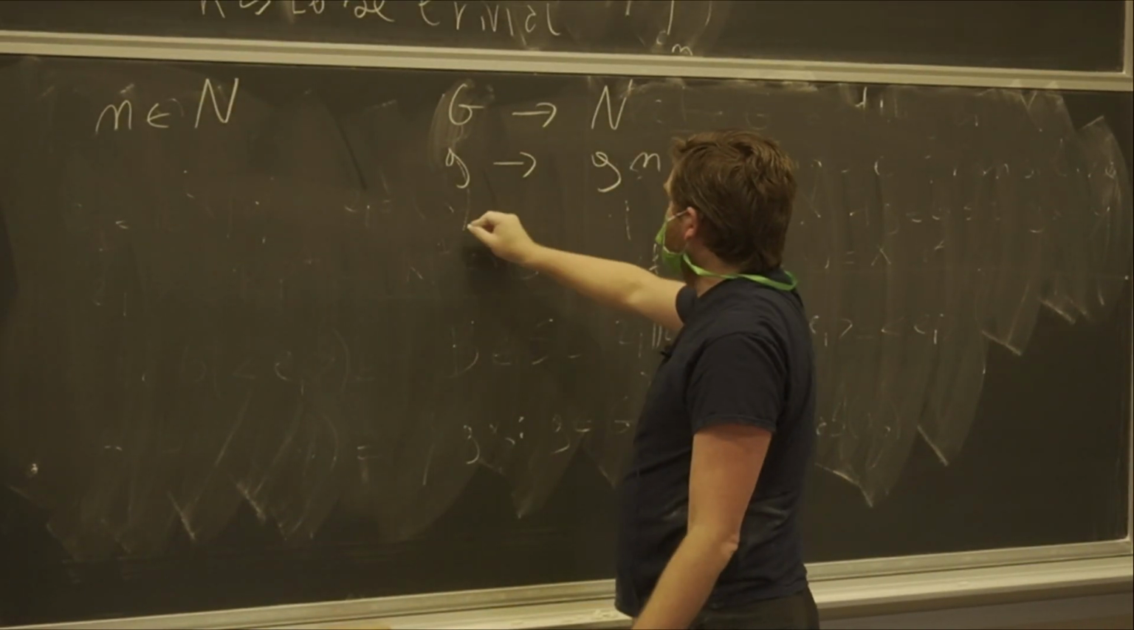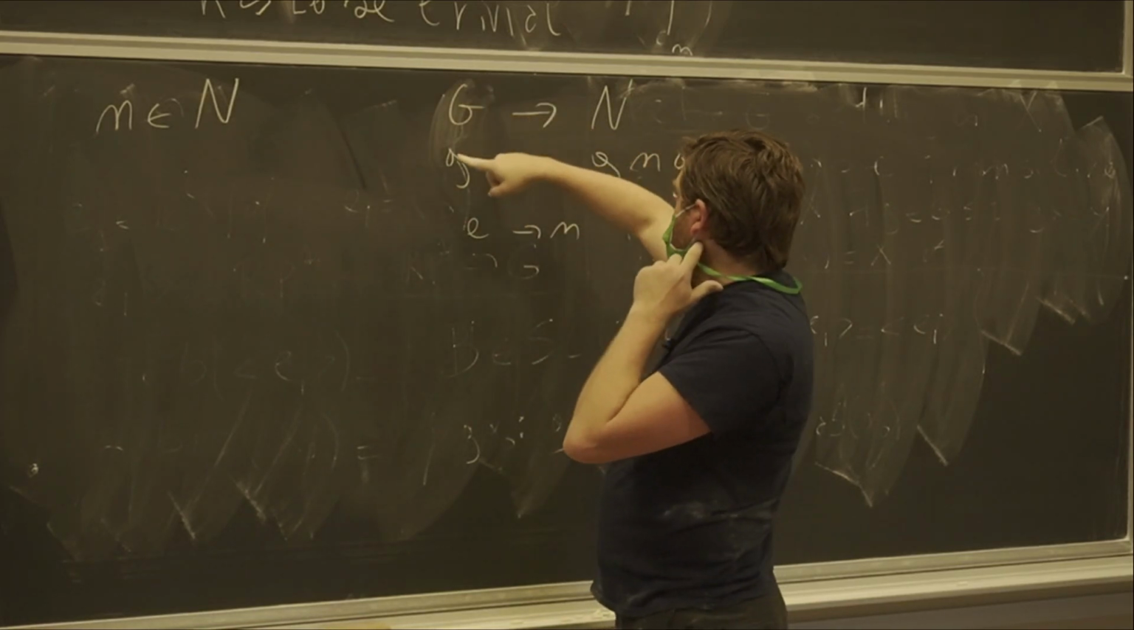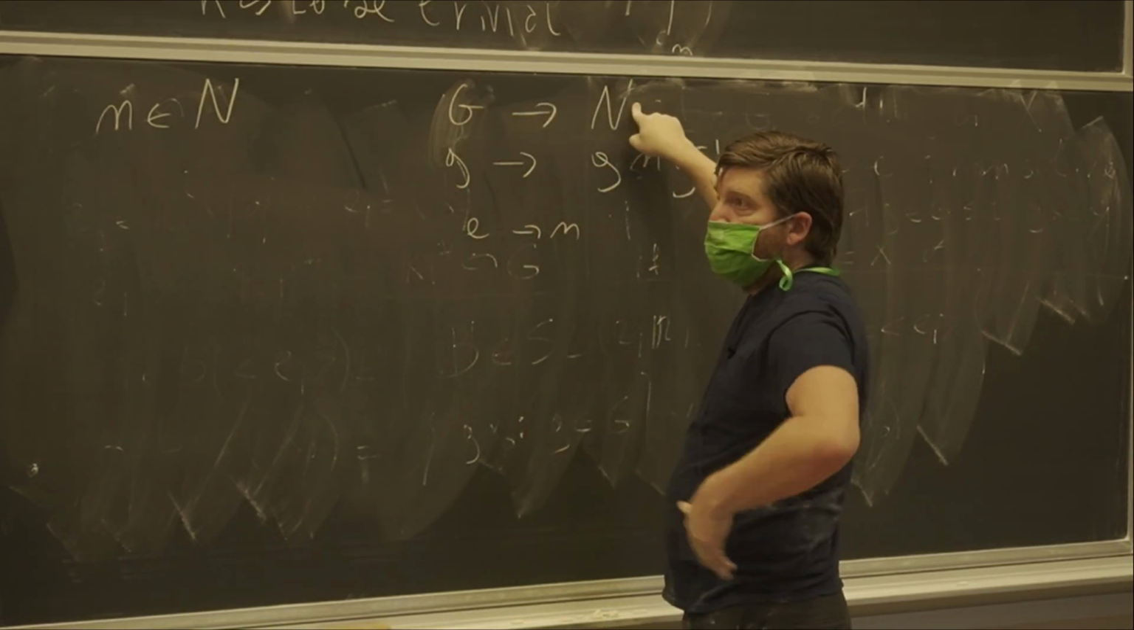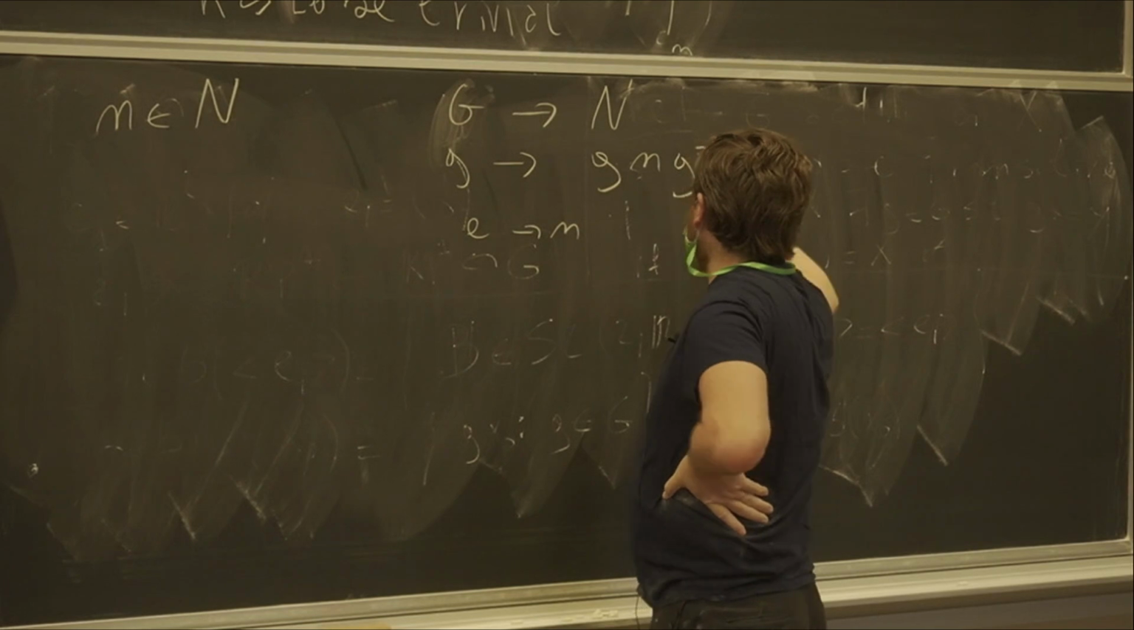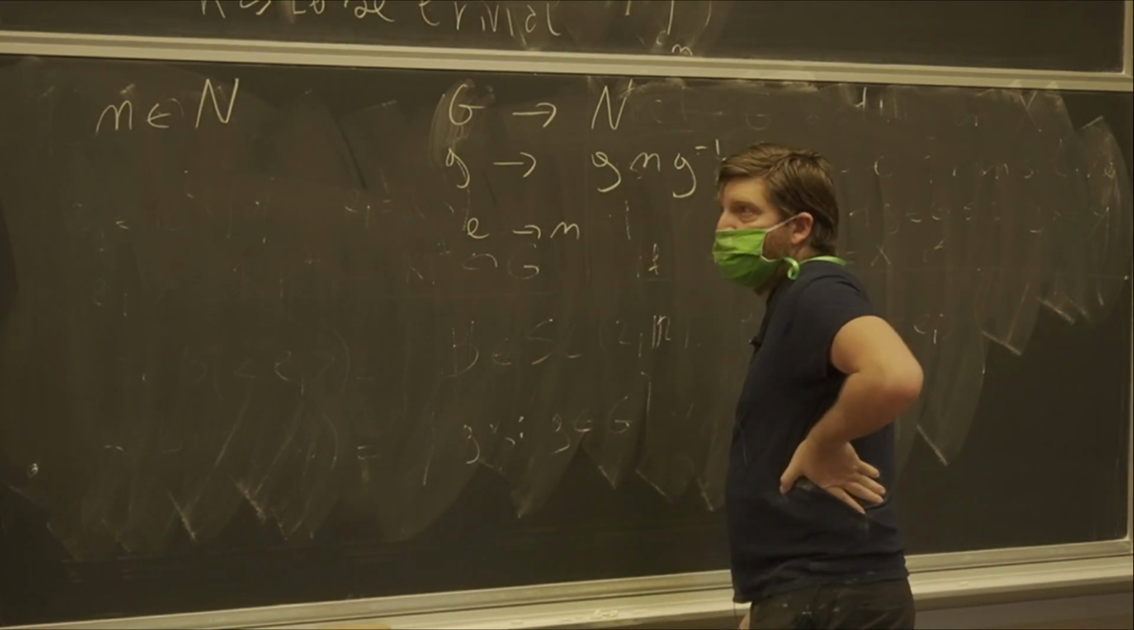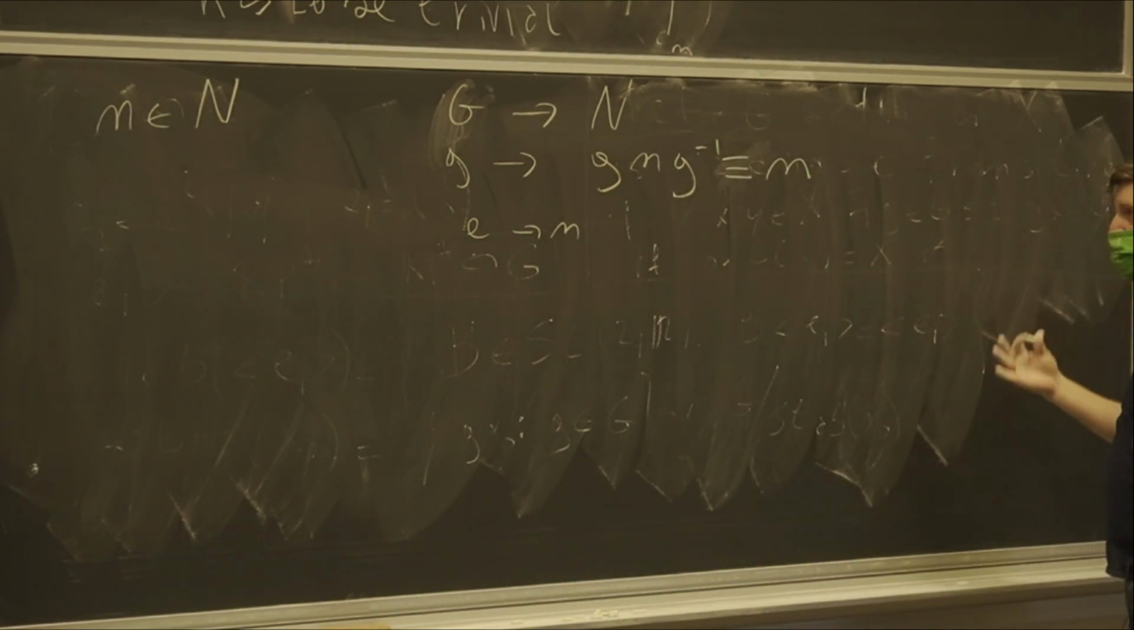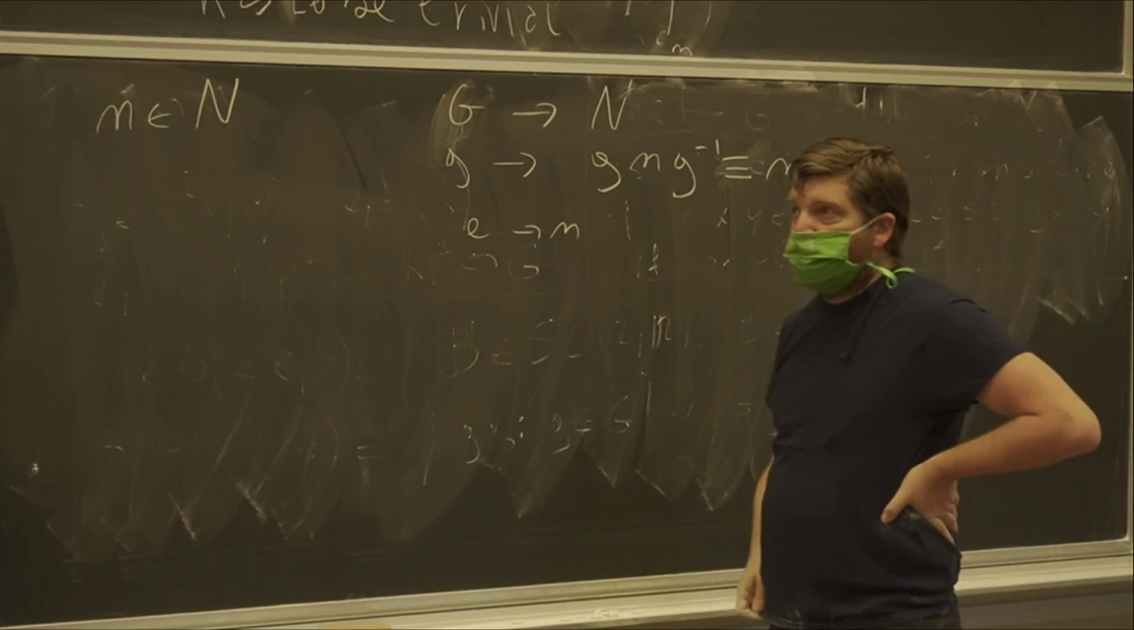So then you get that the identity goes to n. This is connected. This is totally disconnected. Then this is identically n. And that's exactly saying that they commute. And you are done.